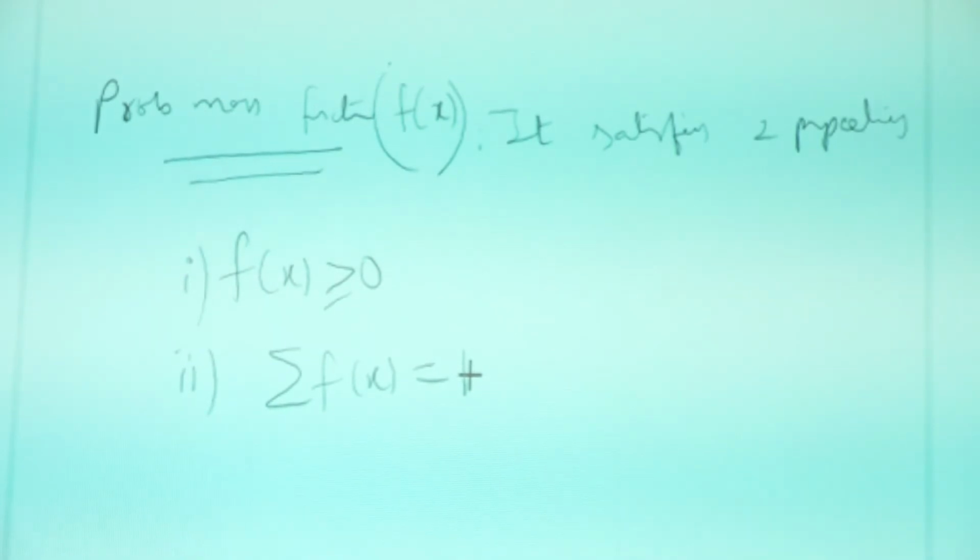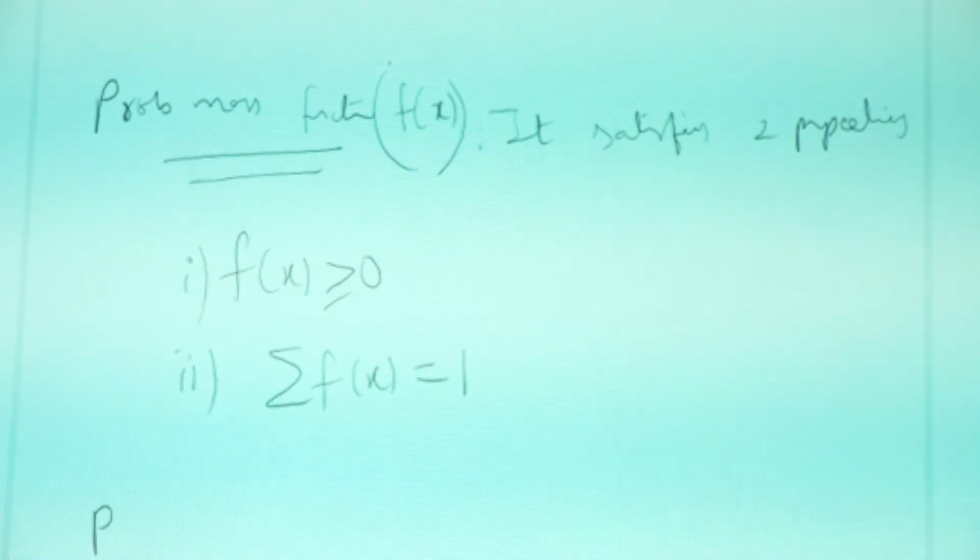As we are using the word probability, it has to satisfy the axioms of probability, right? So we know that probability value will always be greater than or equal to 0 and the sum of the individual probabilities equals 1, right? So because of that, we'll have these two: f of x should be greater than or equal to 0 and the sum of all the probabilities equals 1.